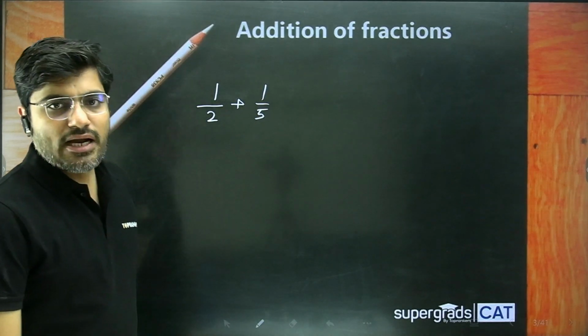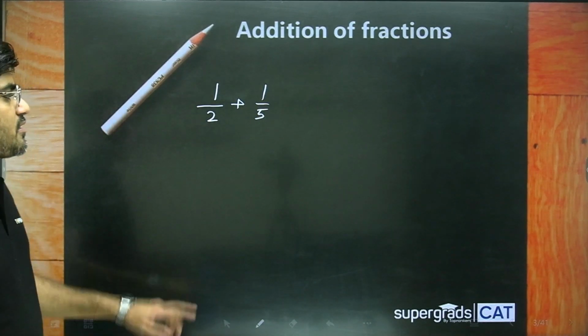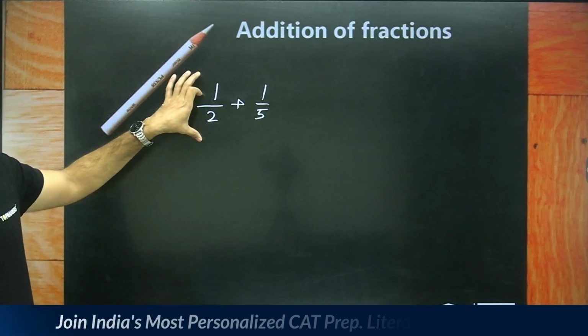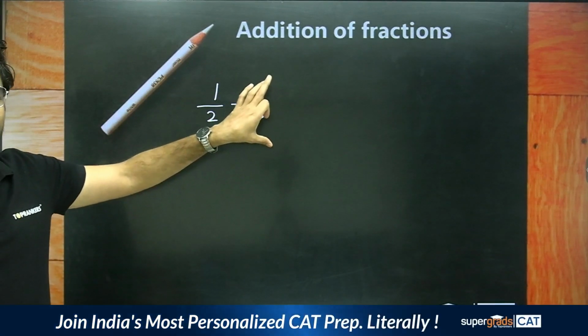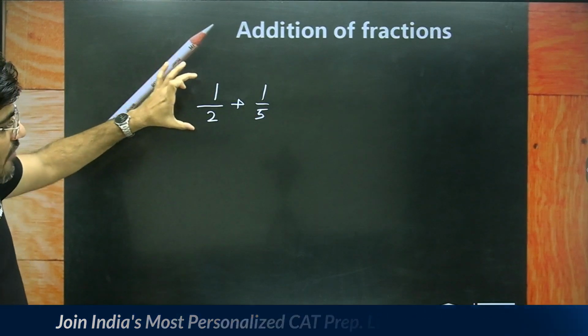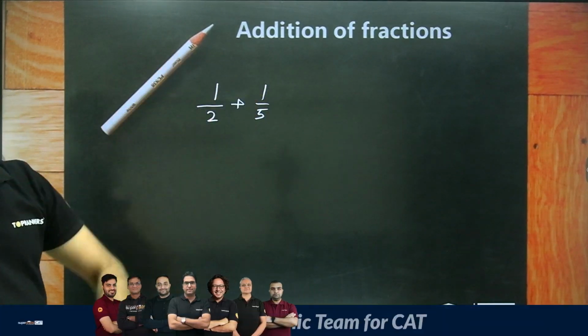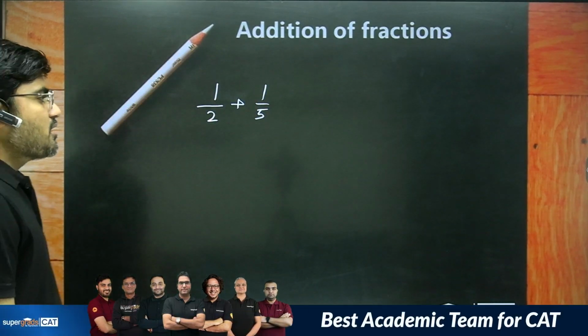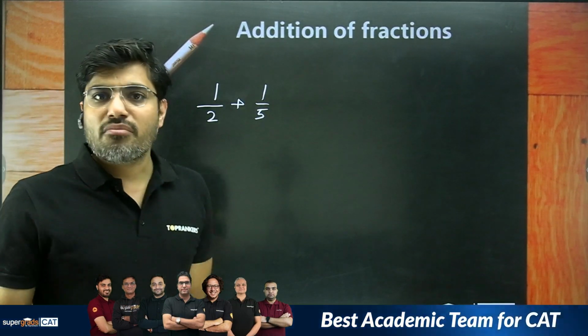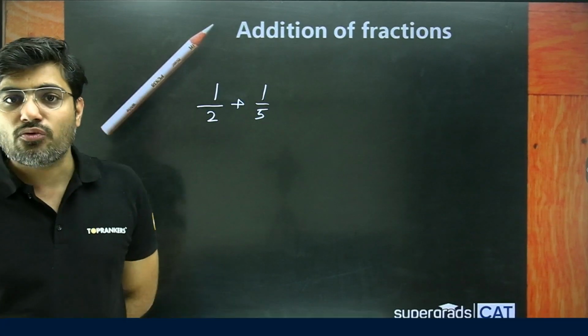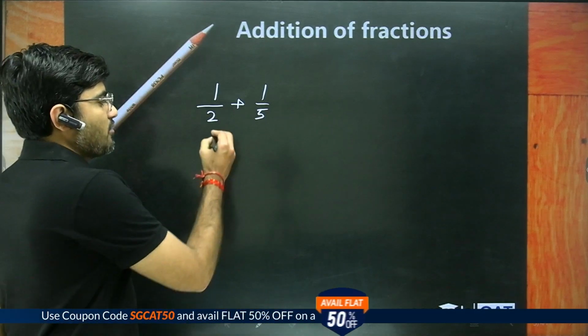Suppose I need to add 1 by 2 and 1 by 5. This means it has been divided into half. This means it has been divided into 5 parts. So half part is added to 1/5 part, for which we need a number which is divisible by 5 as well as 2, which is nothing but 10. 5 into 2 is 10.